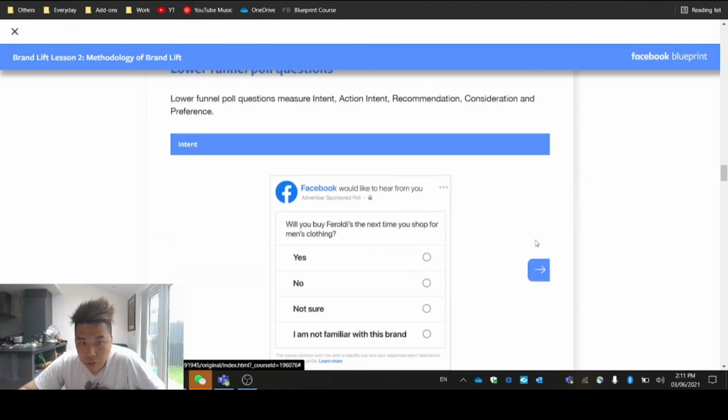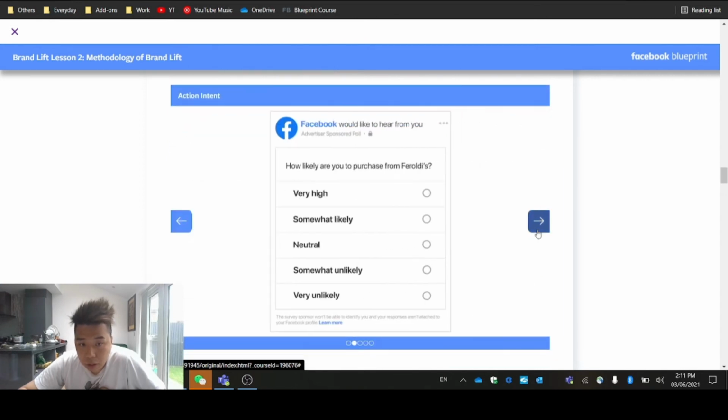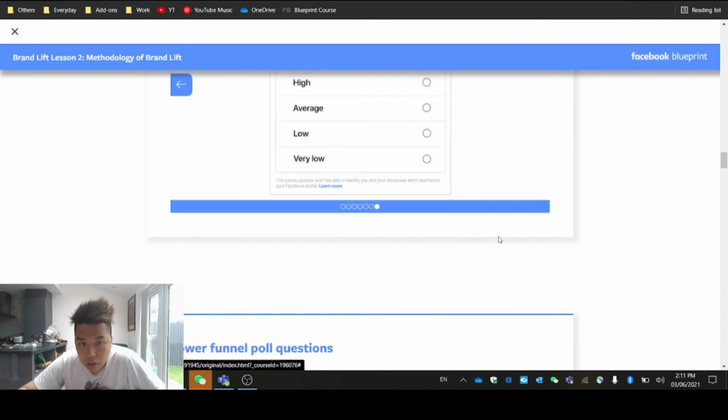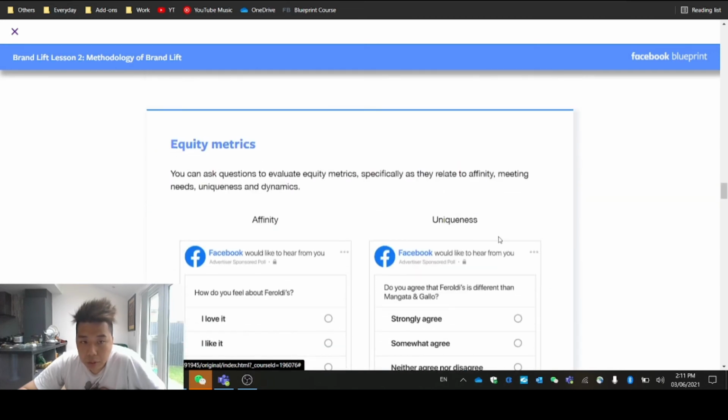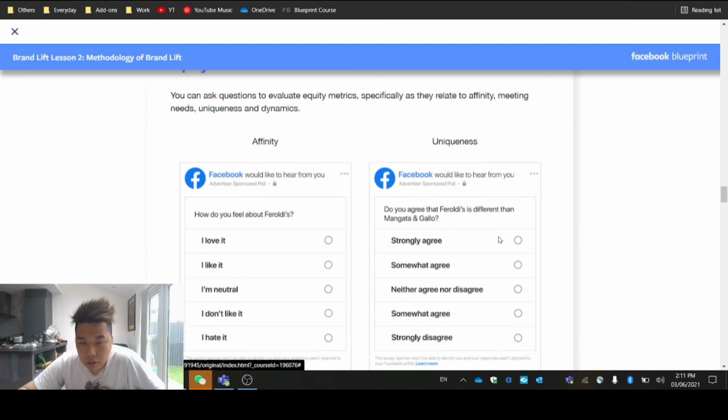Low funnel poll questions measure whether your actions are implemented. Equity metrics: you can ask questions to measure equity metrics specifically as they relate to affinity, meaning, meeting needs, uniqueness, and dynamic.